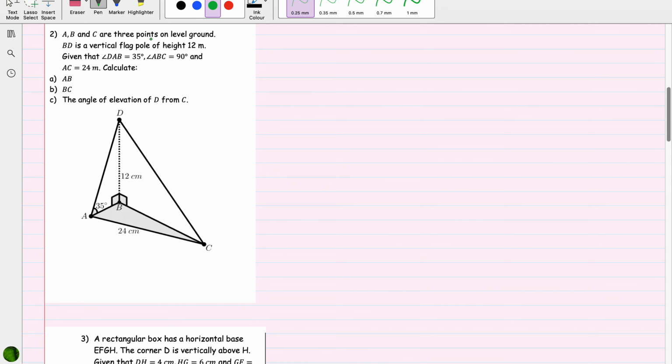Question number 2. A, B and C are 3 points on level ground. This is A, this is B, this is C on level ground. BD is a vertical flagpole of height 12 meters, so these lengths are in meters. Given that DAB, this angle right here, is 35 degrees, ABC is 90 degrees, and AC is 24. So get used to this diagram. Then it says calculate AB.